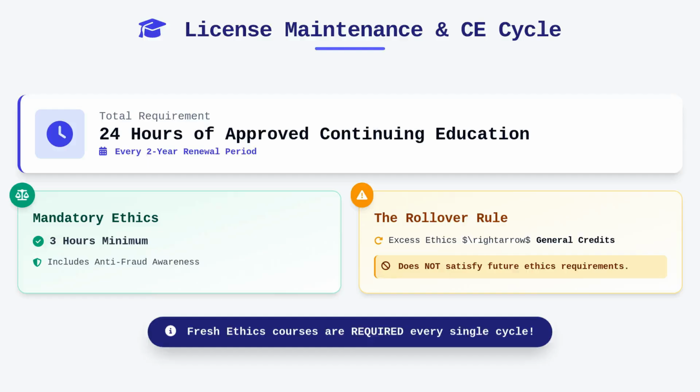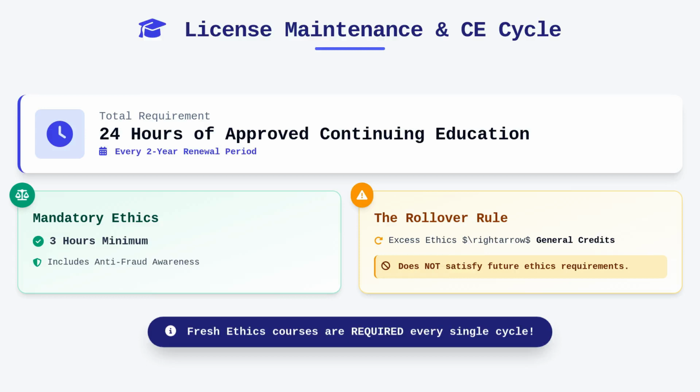Maintaining your license over the long term requires strict adherence to a continuous education cycle. For a casualty broker agent, the California Insurance Code mandates the satisfactory completion of 24 hours of approved continuing education during each 2-year license renewal period. Within these 24 hours, the state strictly requires at least 3 hours to be dedicated explicitly to ethics training, which also incorporates mandatory anti-fraud awareness content.